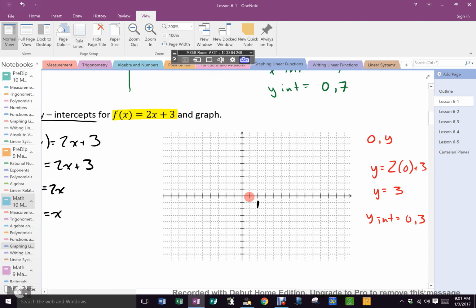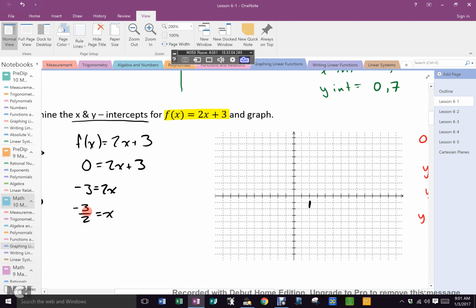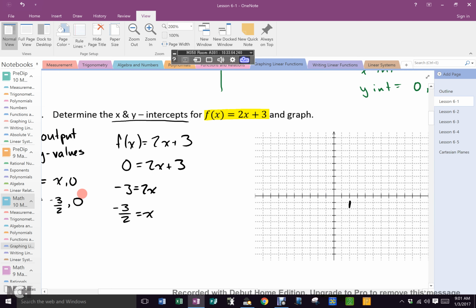You want to make this 1, don't you? But we need halves. So if I make this 1, what does that make this? 0.5. What does that make this? 1.5. What does that make this? 2. Everybody with me? And my first x-intercept is at negative 3 halves, 0. Correct?